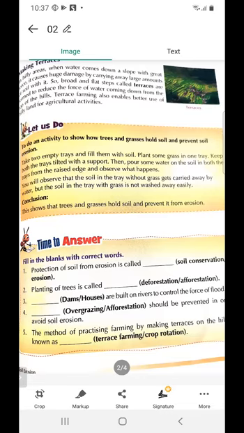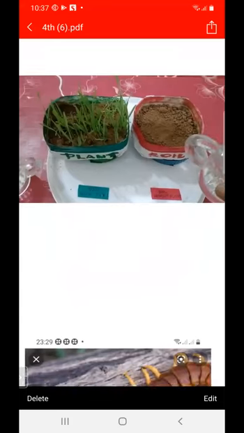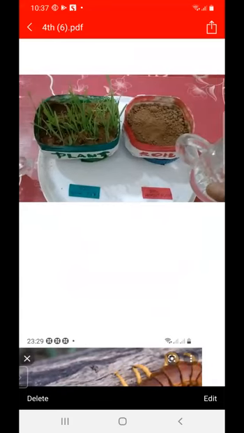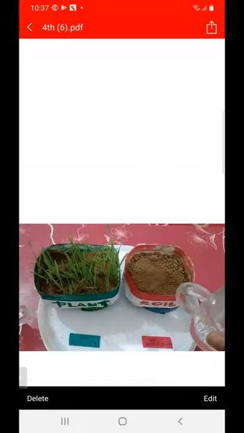So we have two trays. In the first tray, soil is present. In the second tray, soil is also present. But in the first tray, we are planting grass. Then we will add some water into the soil in both trays.